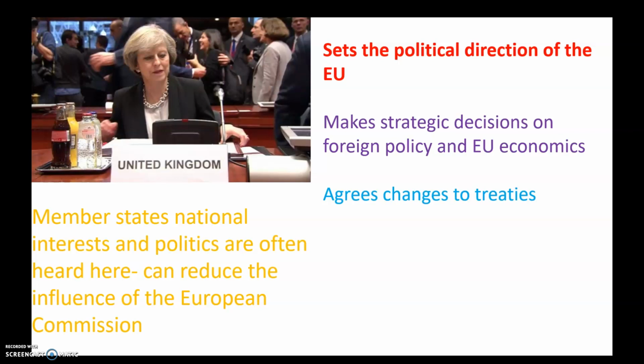So directives and stuff from the European Commission, sometimes they can fall foul at the European Council, because the European Council might say that goes against our national interest. We don't like where the EU Commission is going with that. We want to make some changes or whatever. So national interests are very much heard at the European Council. But again, because it's the heads of state involved in this, it's obviously attentive to what they perceive as being the big important issues.